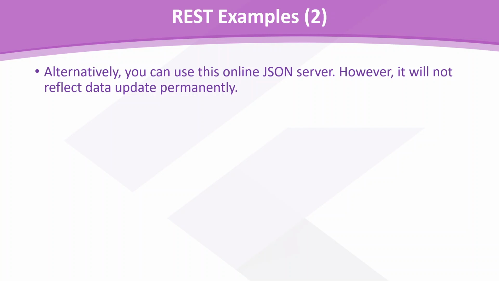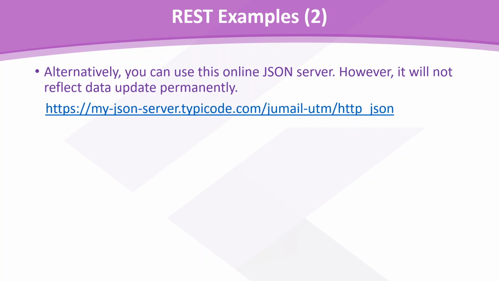Alternatively, if you don't want to use the local machine, you can use this online JSON server. I already created one; you can create your own basically. The way you create your own JSON server online is to create a repo on GitHub, and make sure you put your db.json in the top folder of the repo. Then you go to this website and type something like this: my-json-server.typicode.com, then my ID name, followed by my repo name.